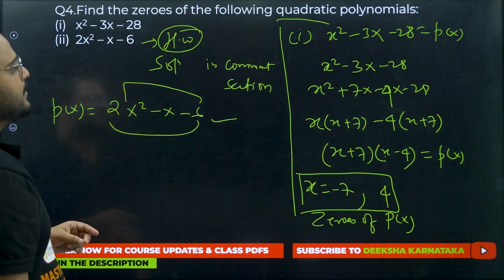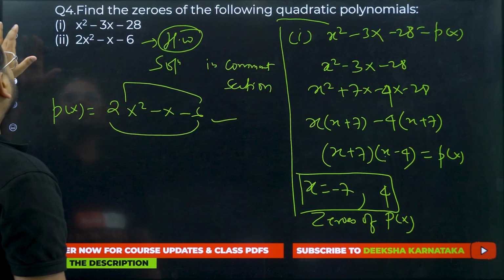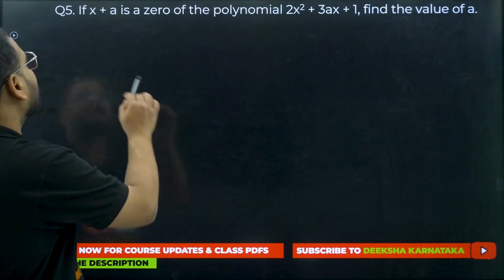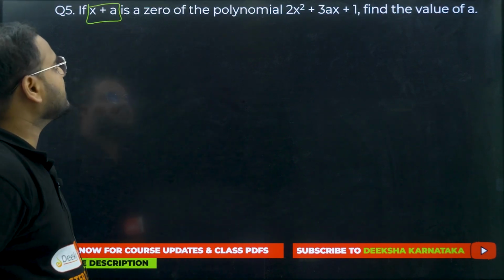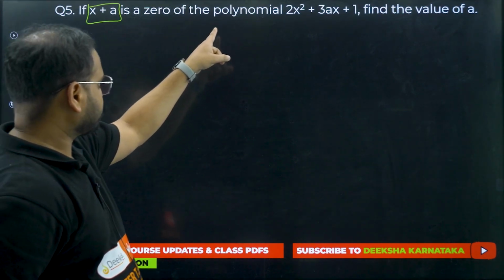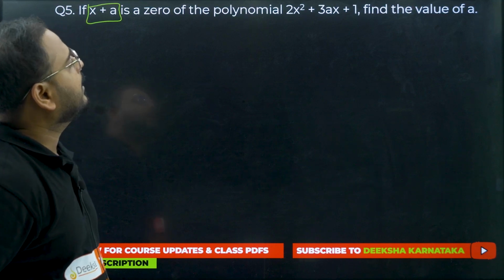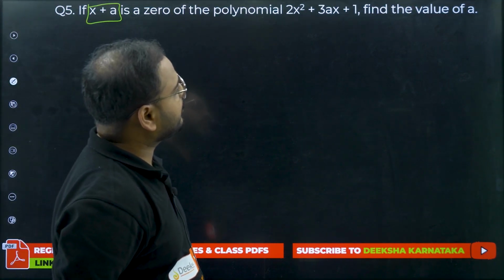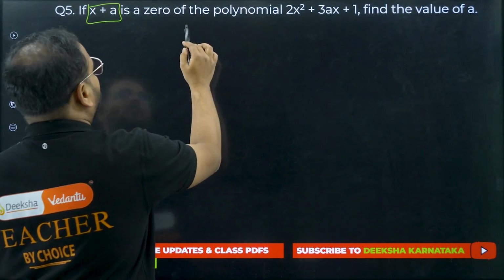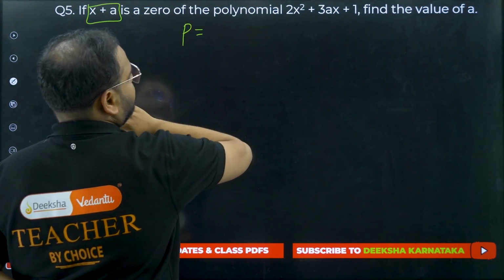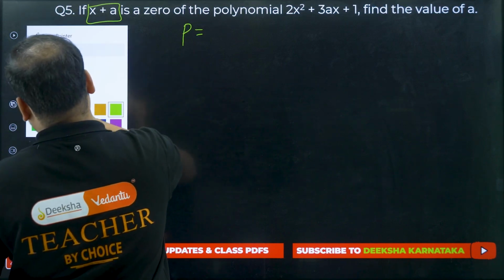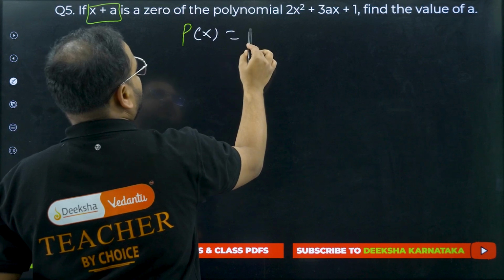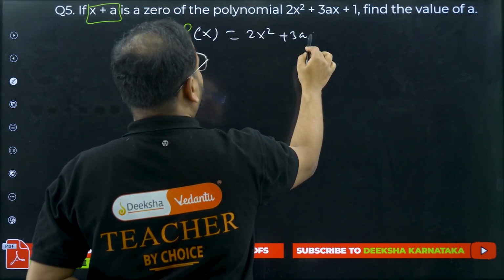Okay. I hope this is visible. Alright. Moving on to the next problem, question number 5. If x plus a is a 0 of the polynomial, they're saying that this is a polynomial. Okay. Means this is a 0 of a polynomial. Then 2x square plus 3ax plus 1. Okay. Write it here. Find the value of a. p(x) equals to what, bacha? 2x square plus 3ax plus 1.